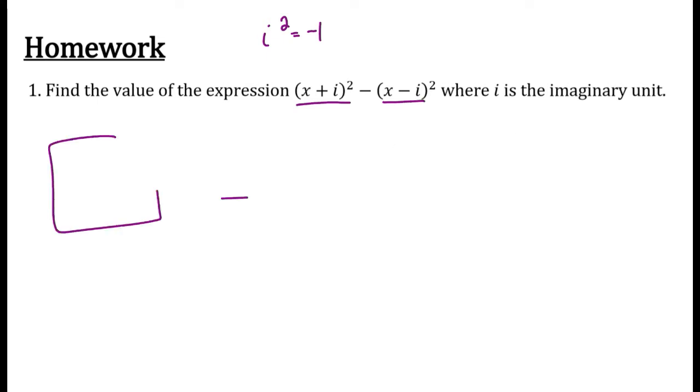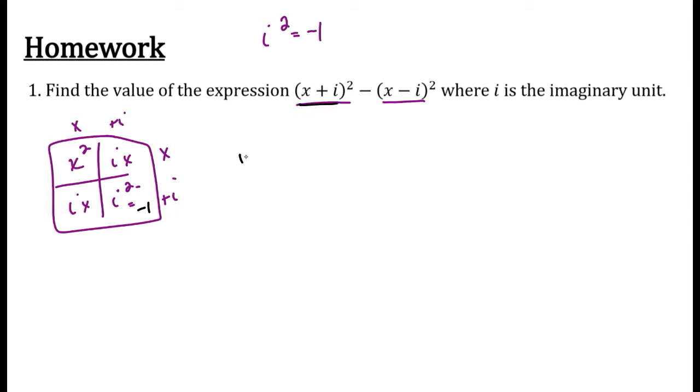So to do (x + i) squared, we get (x + i) times (x + i), which gives me x squared, ix, ix, i squared. But whenever you see an i squared, we're going to make the substitution that i squared is really equal to -1. So from that first parenthesis there, I get x squared plus 2ix minus 1.